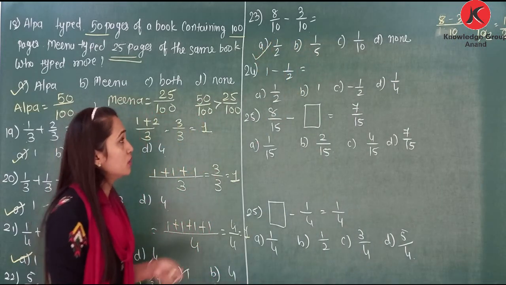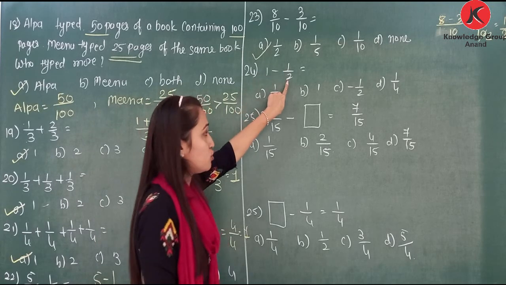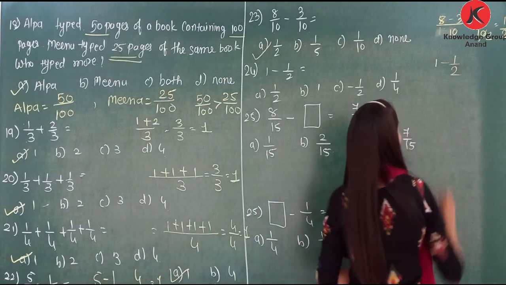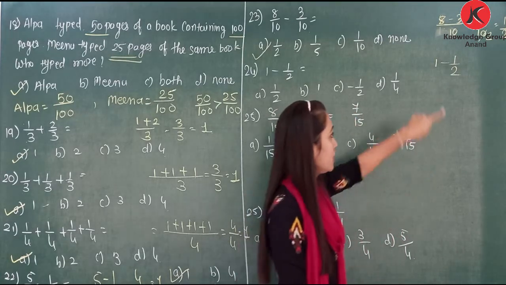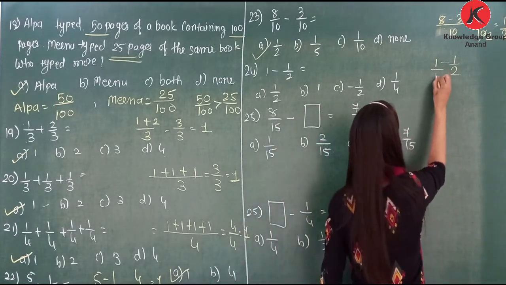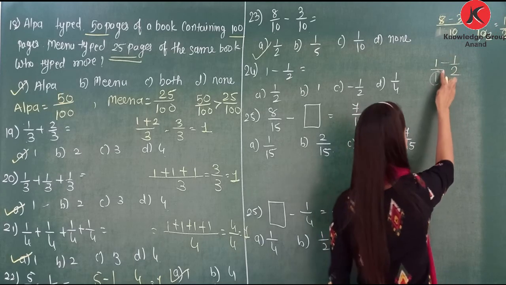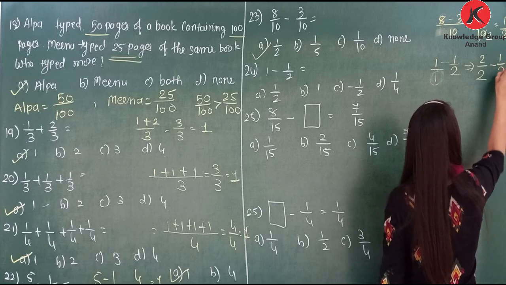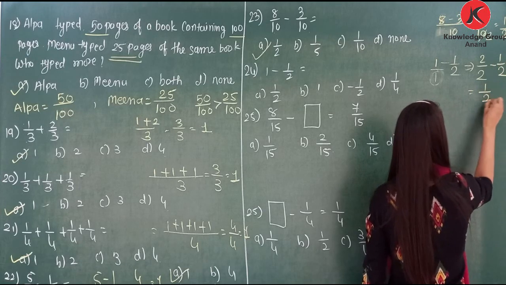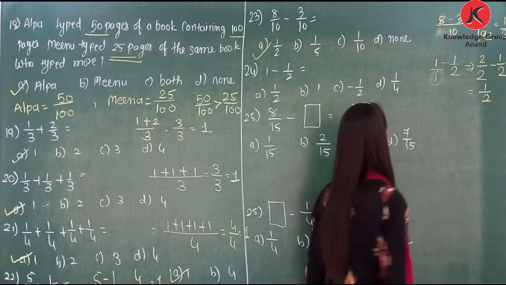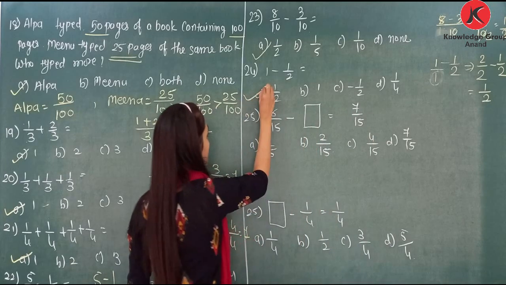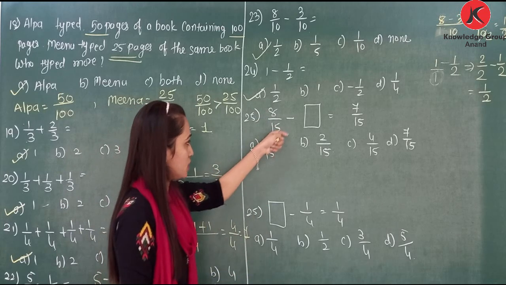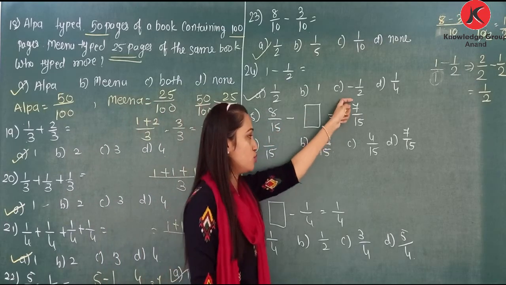For the next one, 1 minus 1 by 2. So here, 1 minus 1 by 2. Now here the denominator is 1. So how can we get 2 here? By multiplying by 2. The same number we should multiply. So it is 2 by 2 minus 1 by 2. So 2 minus 1 is 1 by 2. So the answer is E.